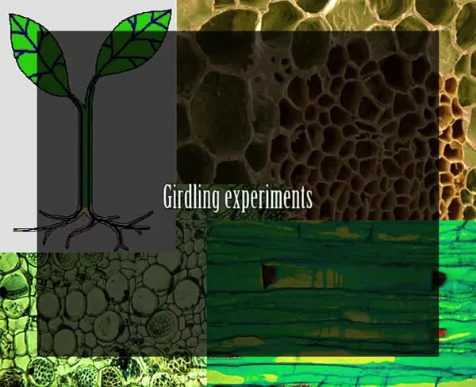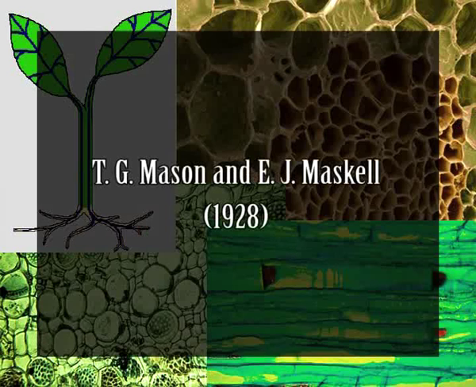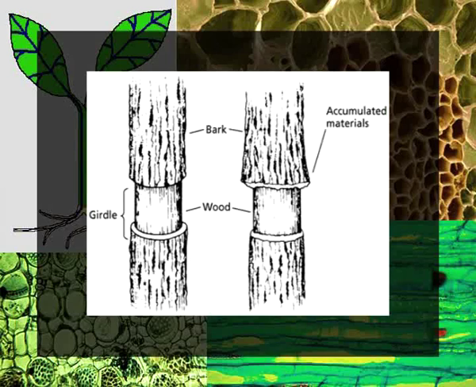Many experiments like girdling and labeling studies support the source to sink pattern of translocation in the phloem. Girdling experiments. Girdling is removing a band of bark from the circumference of the tree. Girdling removes the phloem but not the xylem. Mason and Maskell in 1928 removed a complete ring of phloem from field-grown cotton plants in the morning and analyzed samples from both phloem and xylem above and below the ring at intervals.